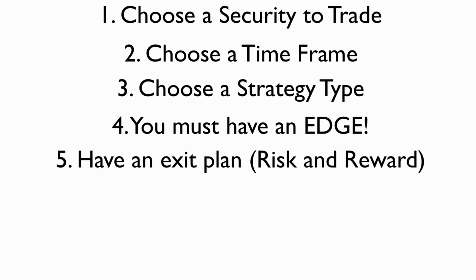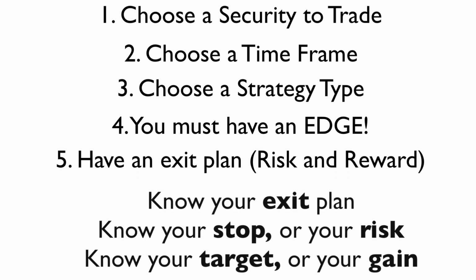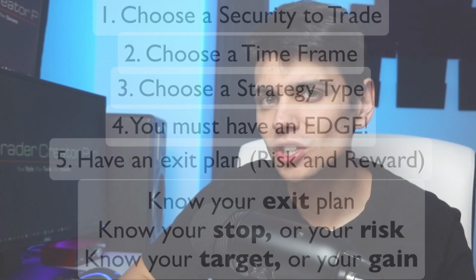Fifth is to know your risk and reward. In other words, know your exit plan, know your stop, or how much you want to risk per trade, and know your target, or how much you want to make per trade. Just have some kind of idea of the possible outcomes of your trade.